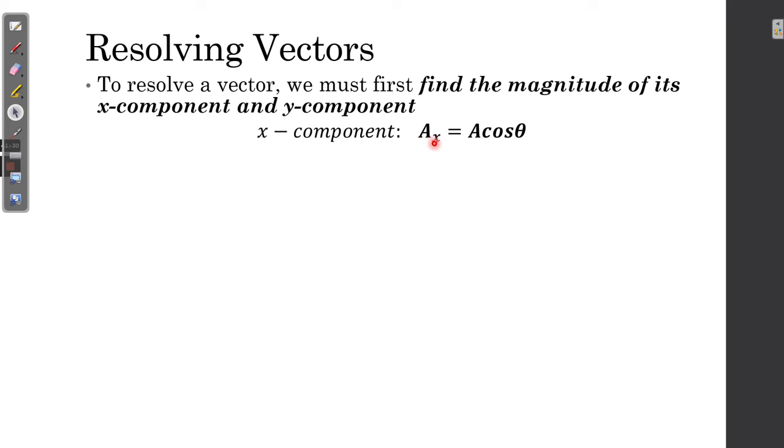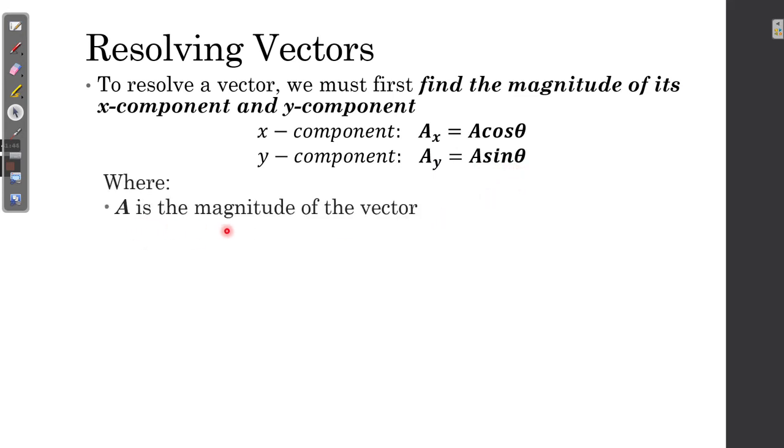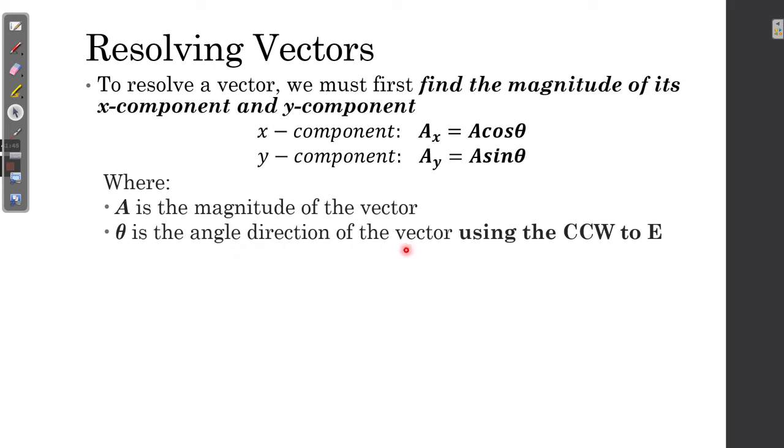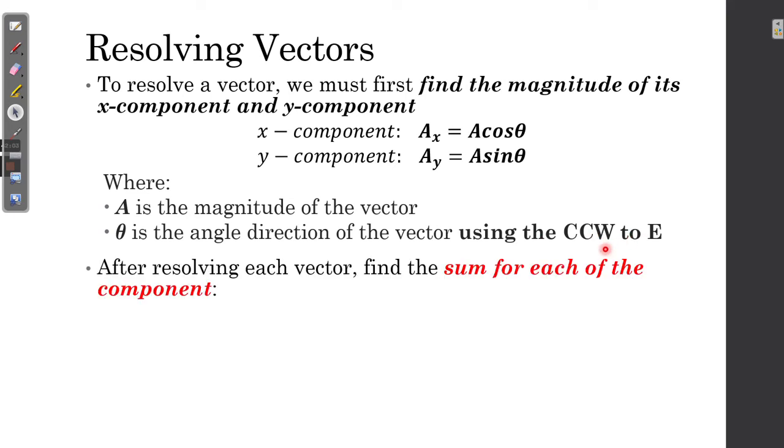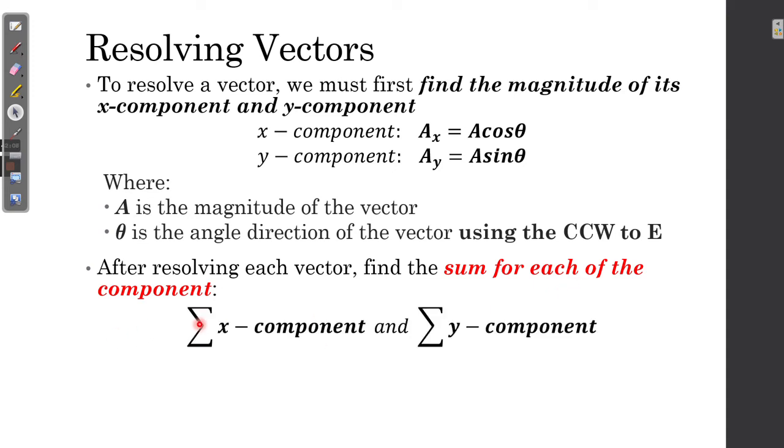The magnitude for the x component is equal to the magnitude of your vector times cosine theta. And for your y component, we use the magnitude of your vector multiplied by sine theta, where A is the magnitude of the vector and theta is the angle direction of the vector. But remember, we have to use the counterclockwise angle from east. So we cannot use north of east or south of west; we have to use the angle using the counterclockwise method. After resolving each vector, find the sum for each of the components.